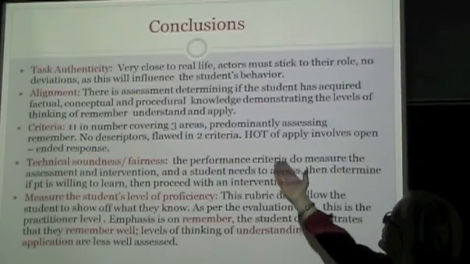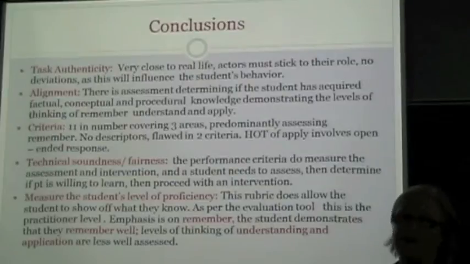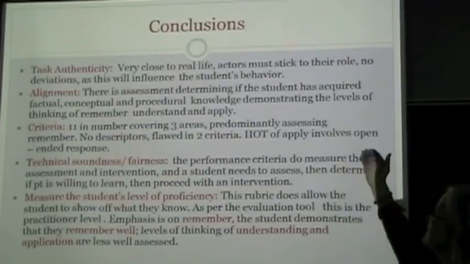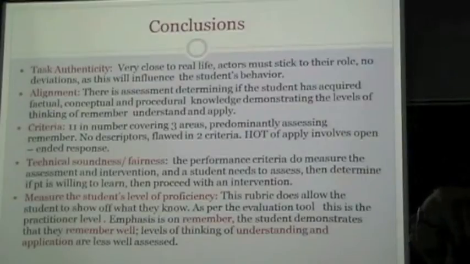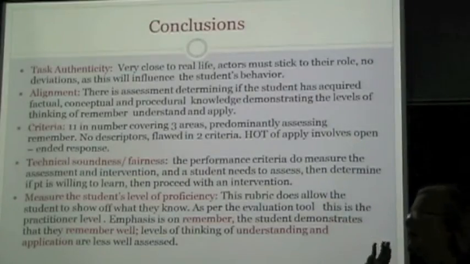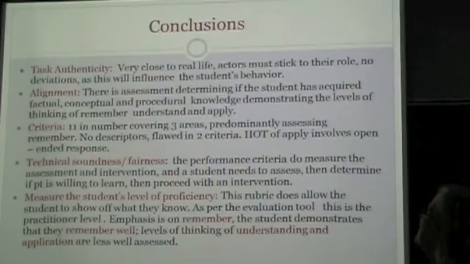Alignment. The assessment determines if the student has acquired factual, conceptual, and procedural knowledge, demonstrating the levels of thinking of remember, understand, and apply. So there's the content, and there's the alignment. Criteria, 11 in number, covering 3 areas, predominantly assessing remember. No descriptors, and unfortunately that's flawed in 2 criteria. There is a higher order of apply that involves open-ended responses, so there is one criteria where there is an open-ended response.